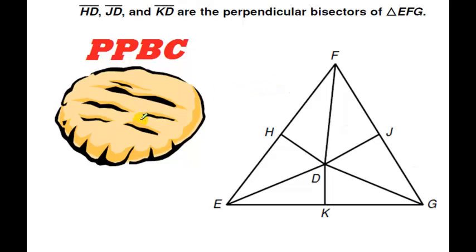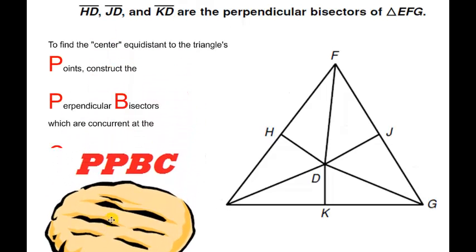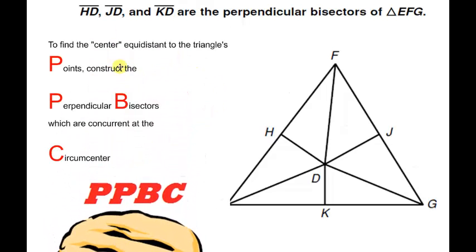Well, I've got a peanut butter cookie here because it helps me remember the letters. PPBC for me might first mean perfect peanut butter cookie. The perfect peanut butter cookie, and we'll talk about that in class because we're going to have a little competition and see who can make the best perfect peanut butter cookie. But it also, and this is where your summary comes in, it also is there to help you remember this. And write this in your summary. To find the center equidistant to the triangle's points, you want to construct perpendicular bisectors, which are concurrent at what is called the circumcenter.